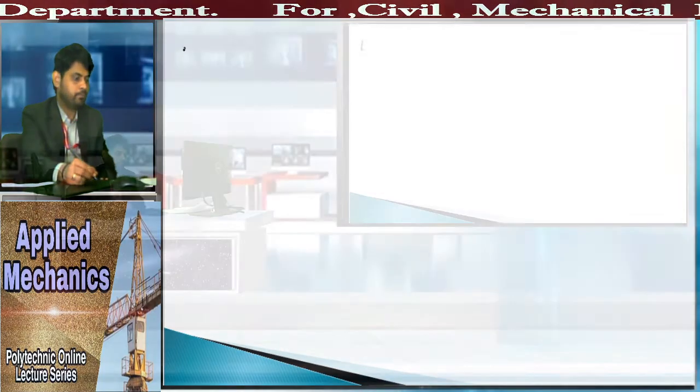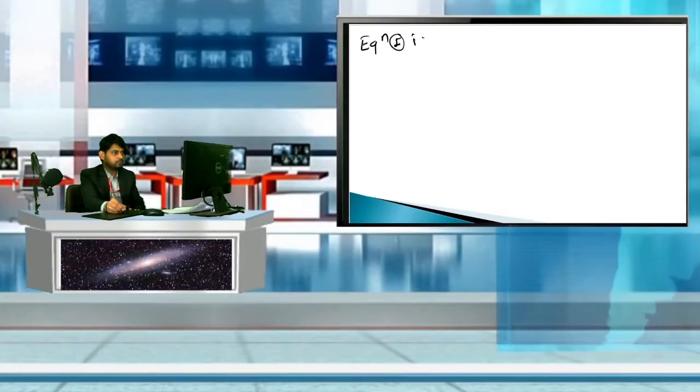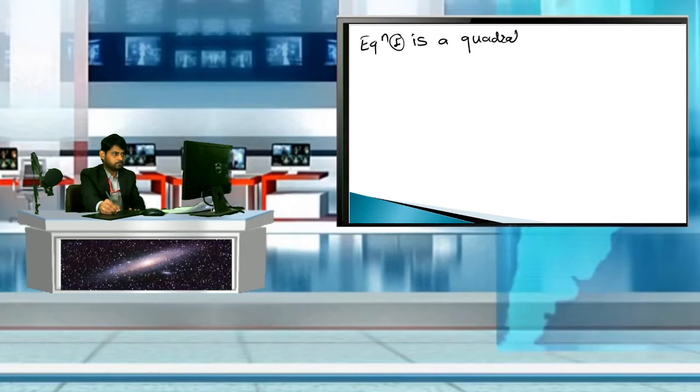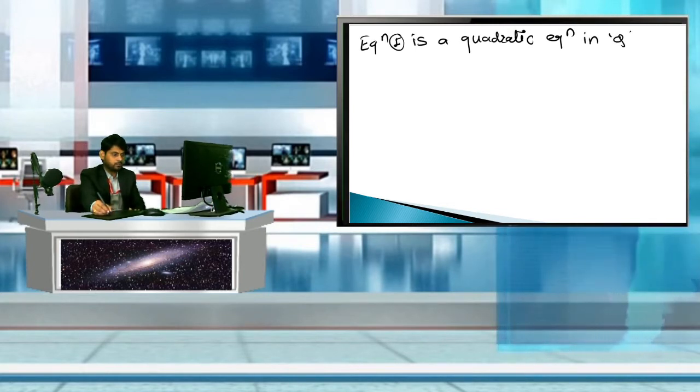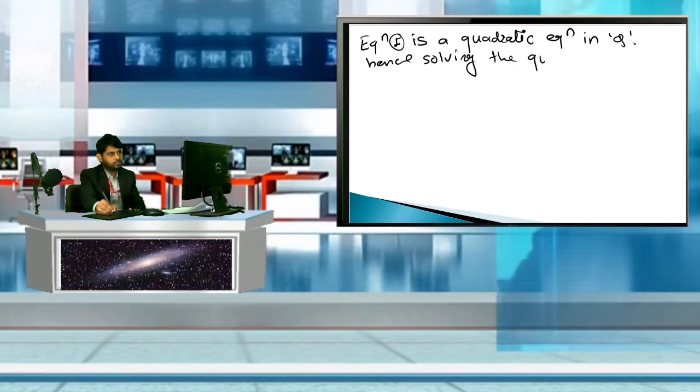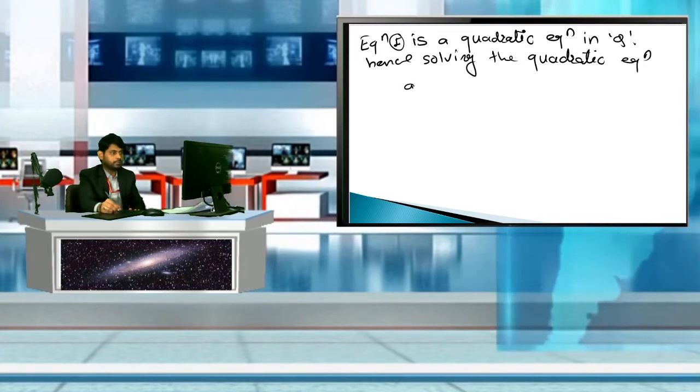So right here, equation 1 is a quadratic equation in q form. Okay, hence solving the quadratic equation, right? So you can compare that equation with ax square plus bx plus c, right?